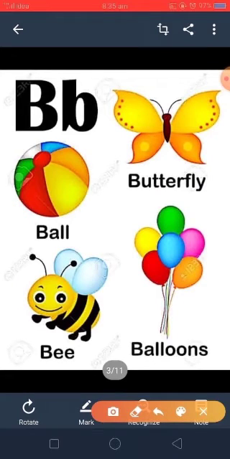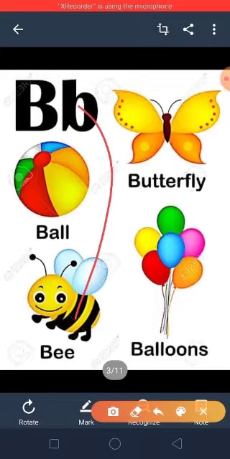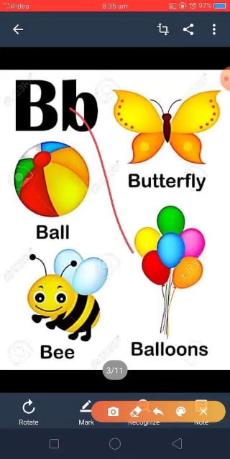Capital B is written as small b. That is B for butterfly, B for ball, B for bee, B for balloons.